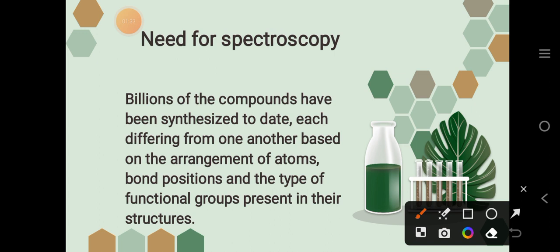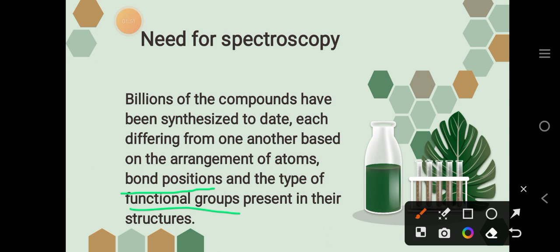And why do they have different structures? Because they have different bond positions and different functional groups. So in order to identify them, it becomes essential to have the technique of spectroscopy.